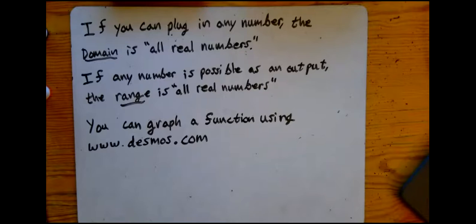So today we learned about domain and range. First we learned about interval notation, which is a way of representing a set of numbers on a number line. We also learned that the domain of a function is the list of numbers that are allowed as inputs, and the range of a function is the list of numbers that are possible as outputs.